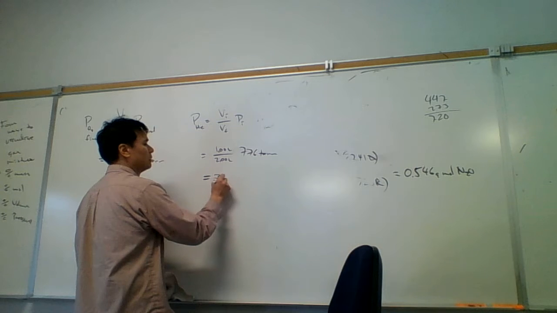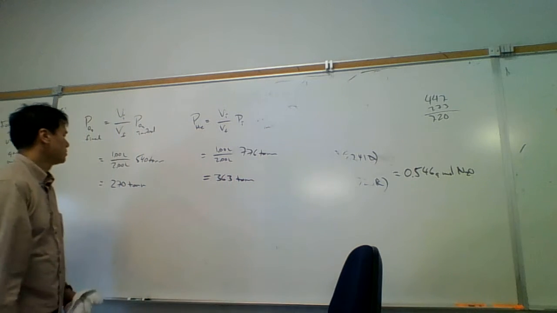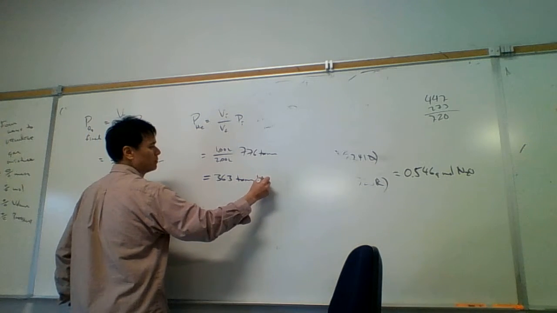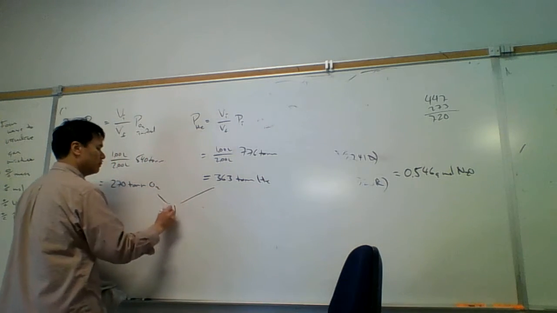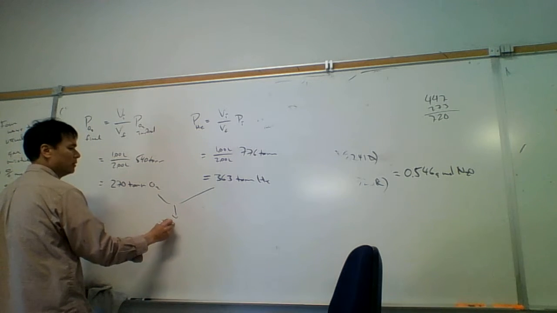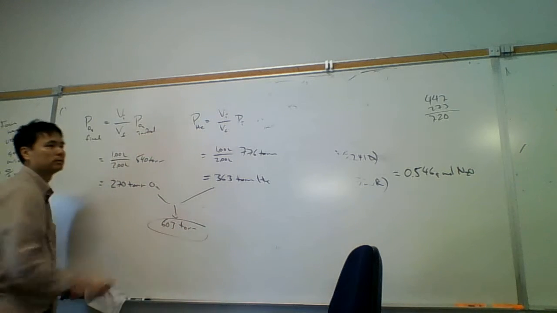363 torr. And so I have 270 torr of oxygen after opening and 363 torr of helium. And if we combine those, I'm going to get a total pressure of 603 torr of total pressure.